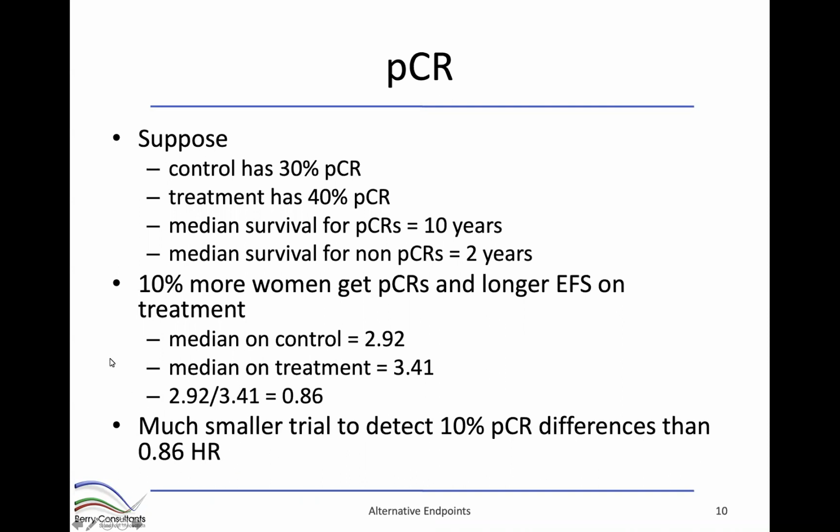It is much easier, in a smaller trial, to find this difference, the 30 versus 40%, than to try to assess the 0.86 hazard ratio. So this is the reason that people often prefer surrogate endpoints, smaller trials, and again, for PCR, it is a much faster trial.